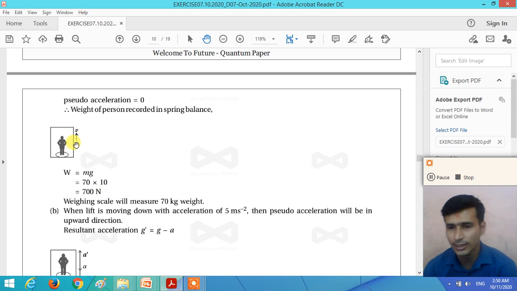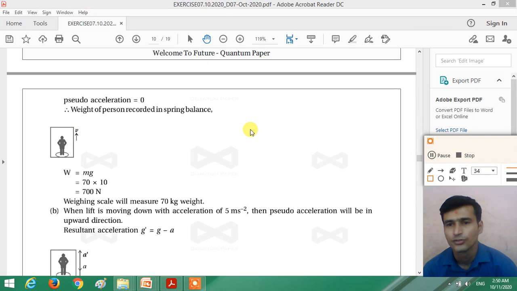Now when the lift is moving in the upward direction, the pseudo acceleration produced in the person is in the downward direction, and when the lift is moving in the downward direction, the pseudo acceleration will be produced in the upward direction, like this. See here, like this.